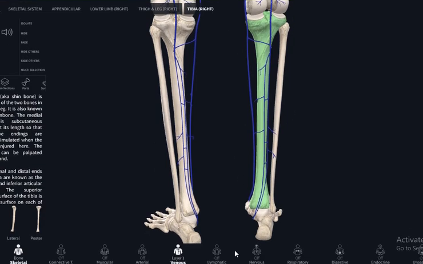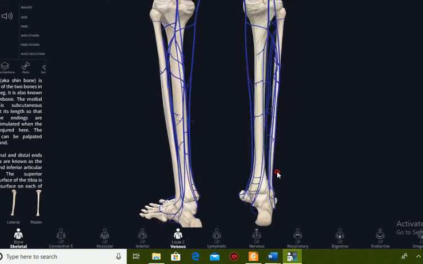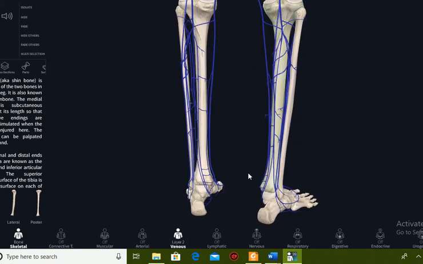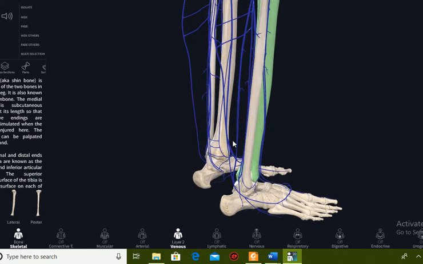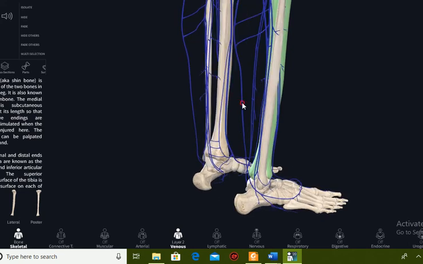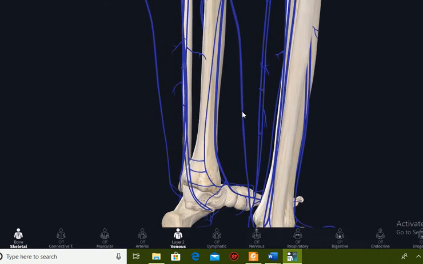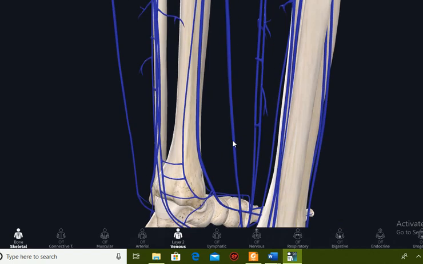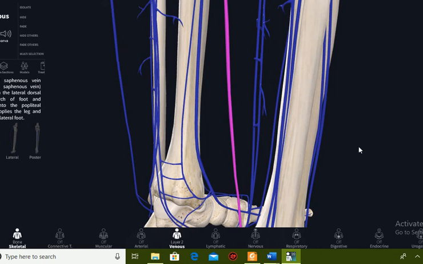So now if we increase the venous supply again, we're going to see something which is going to form laterally to the greater saphenous vein. We have this other vein here. This vein is going to be called the lesser saphenous vein. This particular vein is going to be called the small saphenous vein or the lesser saphenous vein.